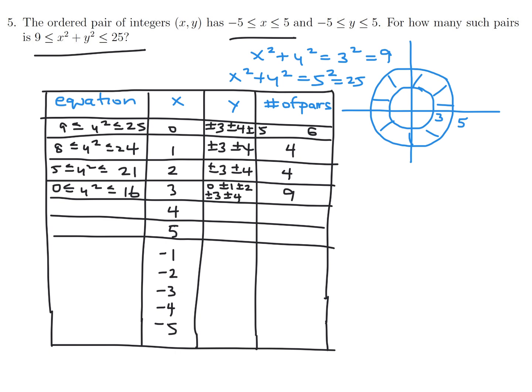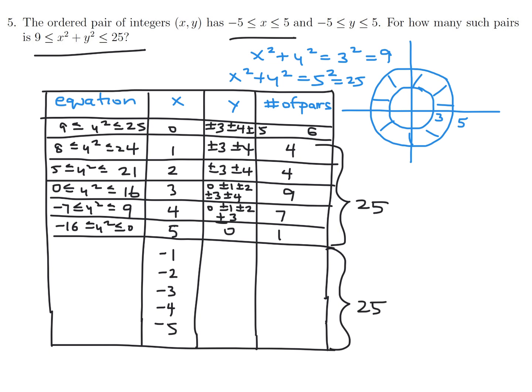When x is 4, this becomes minus 7 and 9, I believe. So then that's going to be 0, plus or minus 1, plus or minus 2, plus or minus 3. So that's 7. And then finally, the last one, that would give me, I guess, just 0. And that's just 1. So this is, let's see here, 10 plus 8, 18, 25. And therefore, these guys are also going to be 25 because of the symmetry.